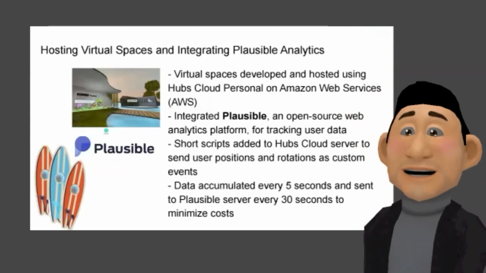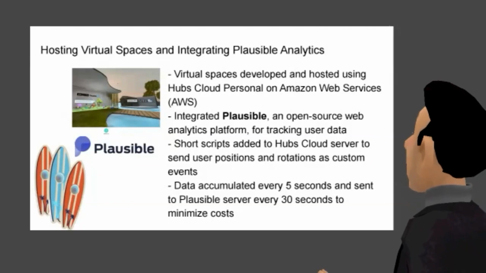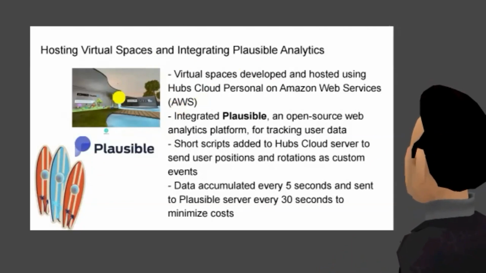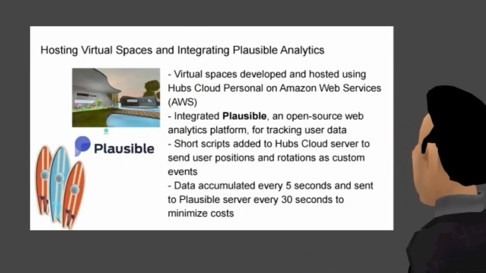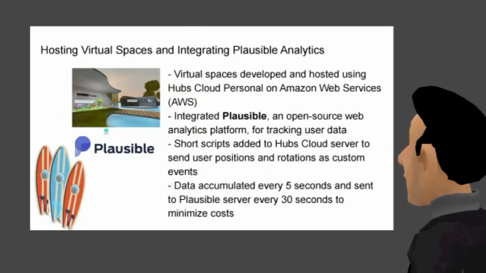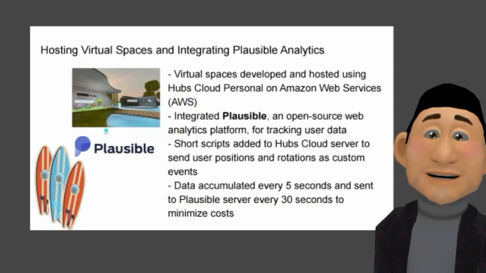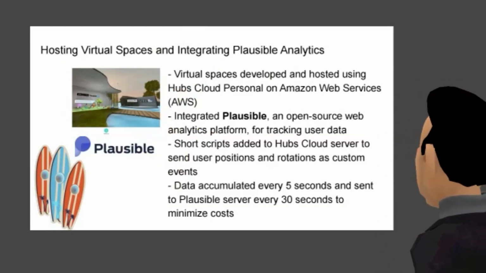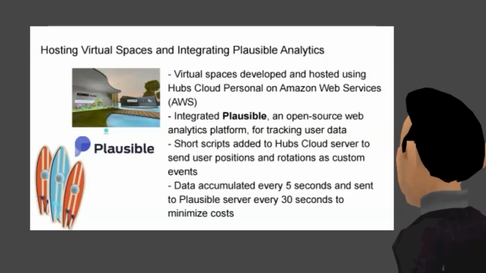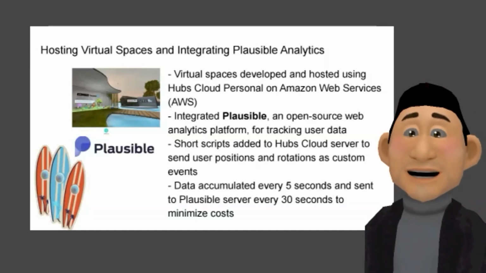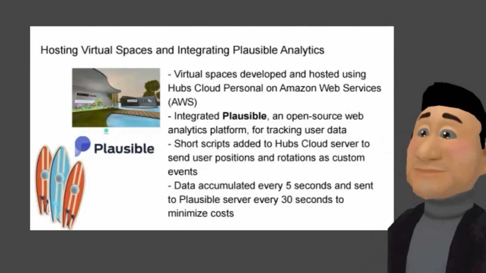Now let me explain what I have actually done. I developed and hosted my virtual spaces using Hubs Personnel on Amazon Web Services, or AWS. And I integrated Plausible, which is an open source web analytics platform for tracking user data. What I did was to add short scripts to the Hubs server to send user positions and rotations as custom events to Plausible. The data were accumulated every 5 seconds and sent to the Plausible server every 30 seconds to minimize costs.